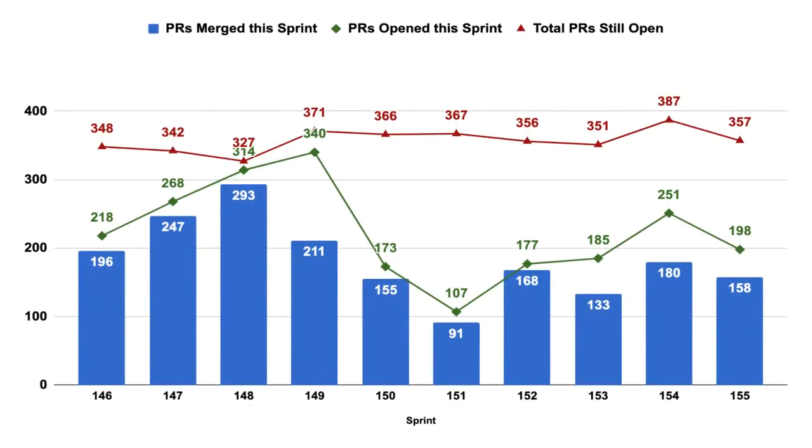So this sprint we had 198 pull requests opened and 158 merged. So at a good clip here. Not as high as last sprint, but a lot of times that's because there are a bunch of little PRs that get blasted out and then merged. So I'm not sure if that was the case there.